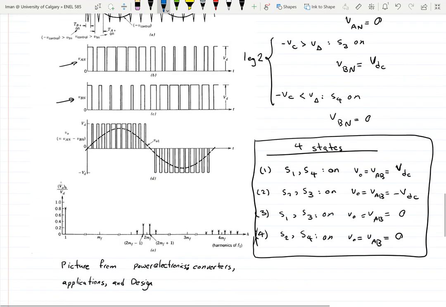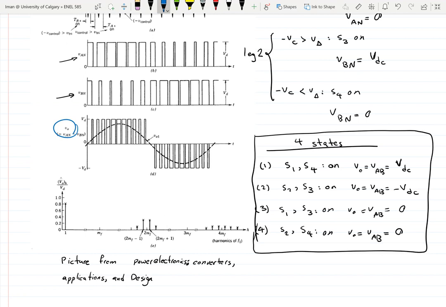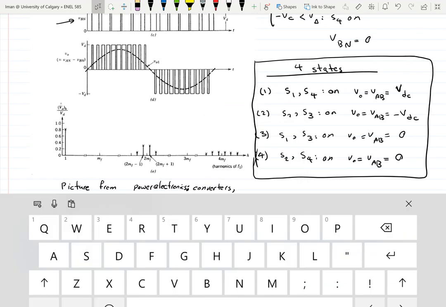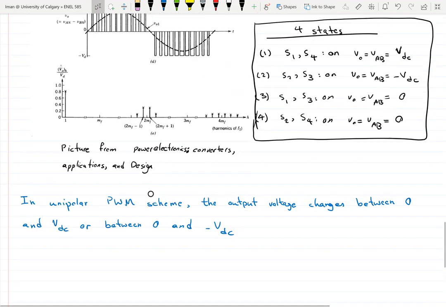So if you go up here, you'll see that this is the output voltage, and at each switching instant the output voltage either goes from VDC to 0, or from 0 to VDC, or from minus VDC to 0, and vice versa. So we don't have the VDC to minus VDC as we had in the bipolar modulation scheme anymore. For this reason, hence the name, this is called unipolar voltage switching.